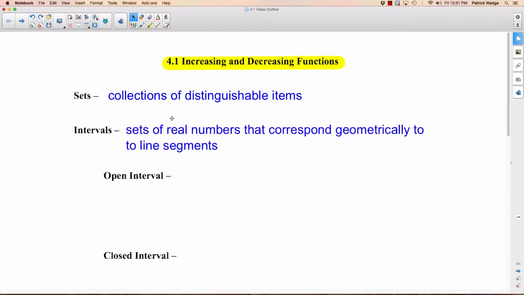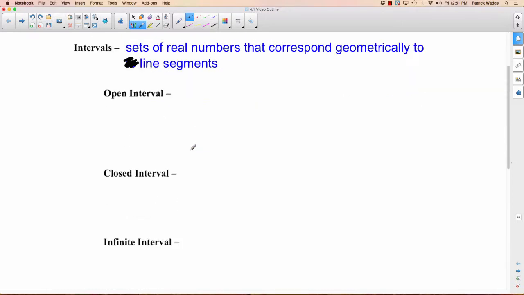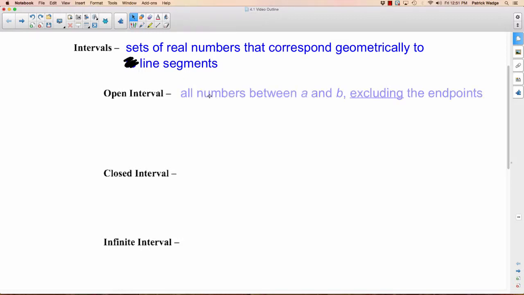Intervals are sets of real numbers that correspond geometrically to line segments, and I have the word "to" written twice there. I'm not sure why. So this might not sound familiar, but you know this. There's open intervals and there's closed intervals. An open interval is all numbers between a and b excluding the endpoints. It doesn't include the endpoints. By the way, the endpoints would be a and b.